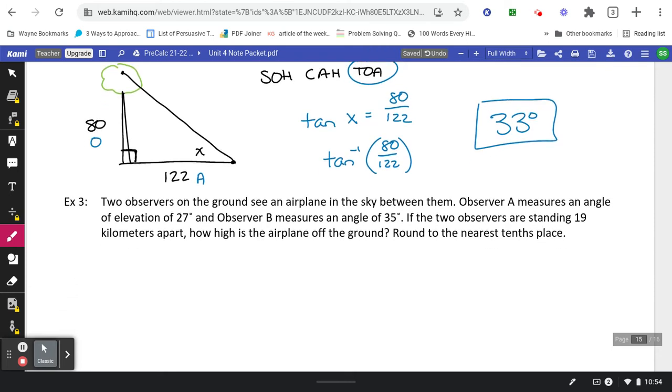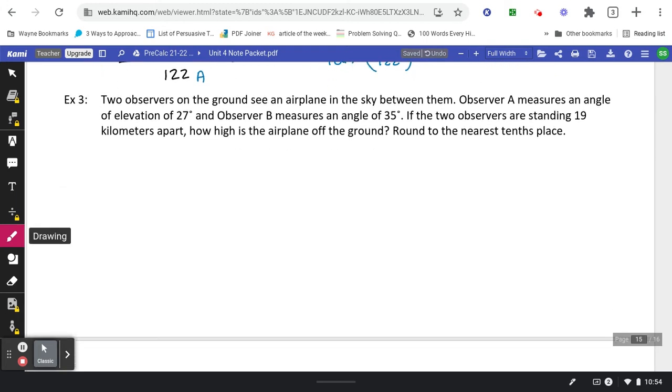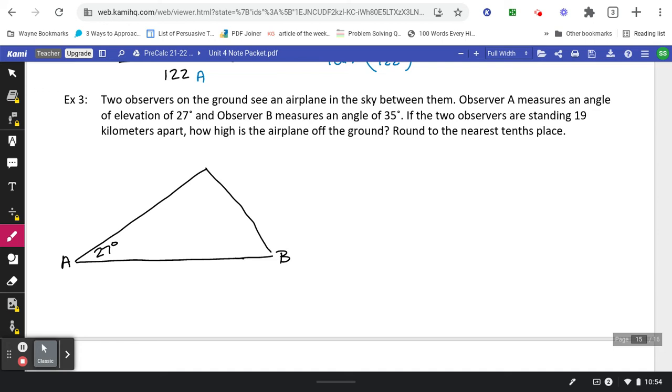All right. Example 3 is a two-part problem. Two observers are on the ground, see an airplane between them in the sky. Observer A measures an angle of elevation of 27 degrees. Observer B, we'll put him over here, observes an angle of 35 degrees. If the two observers are standing 19 kilometers apart, how high is the airplane off the ground?